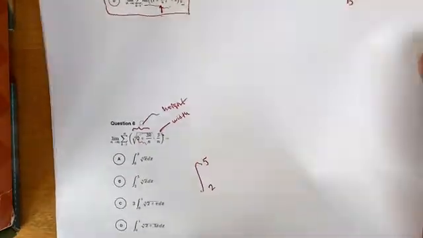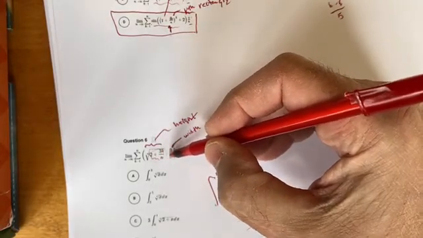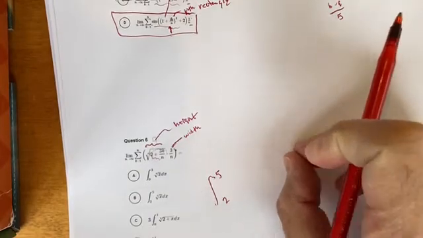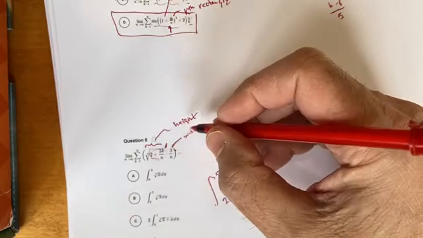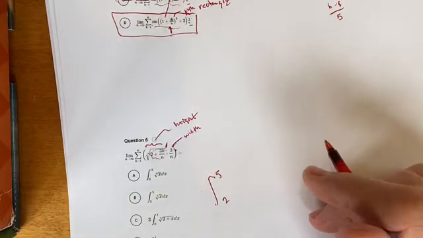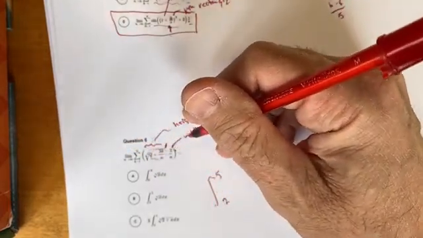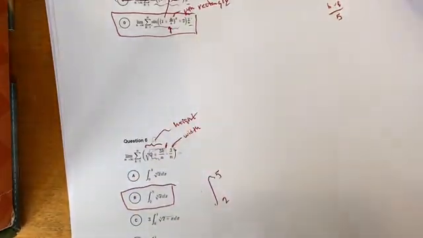Then this 3, the width of the interval divided by n, is how wide each rectangle is, and the k tells you which rectangle you're on. So that would do it. It is this one. Hopefully that makes sense.